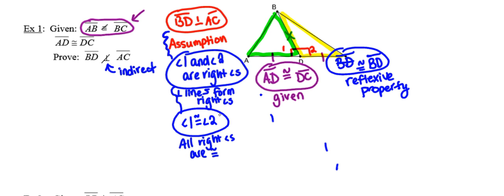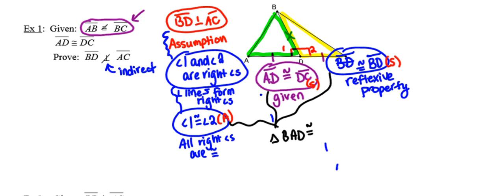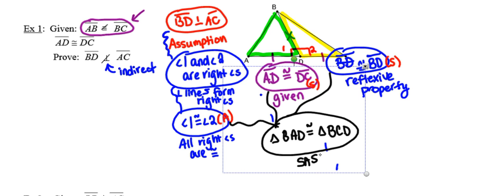So at this point now, I've discussed a pair of congruent angles and two pairs of congruent sides. I've set myself up beautifully to go ahead and state that those triangles are congruent. And once those triangles are congruent, I know that all their corresponding parts must be congruent.